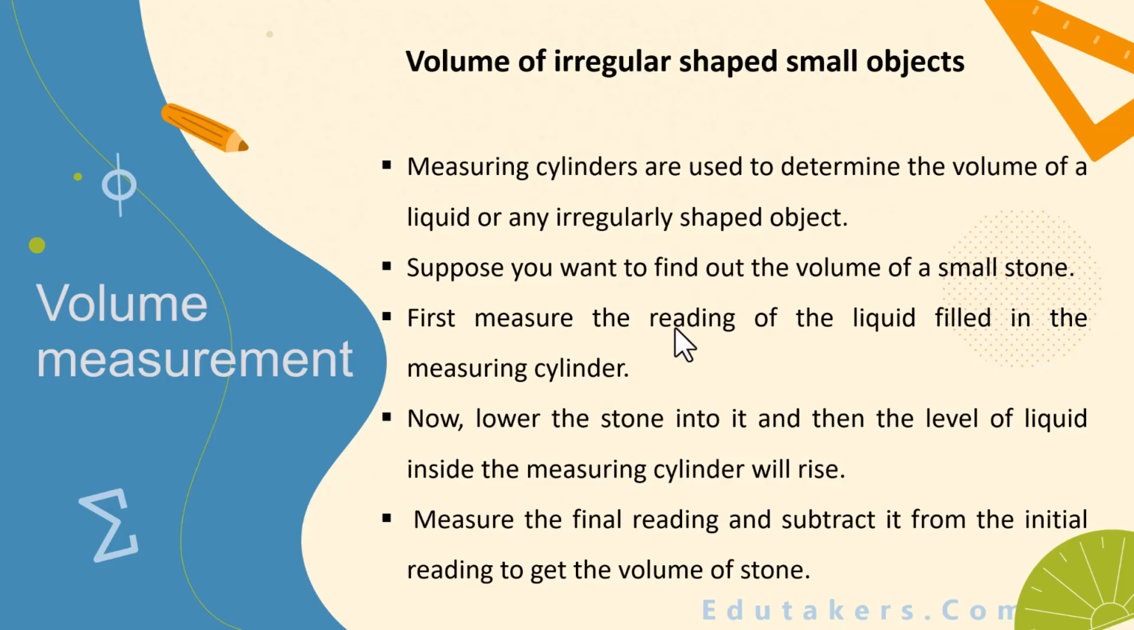You have to follow the following steps. First of all, a measuring cylinder is filled with water and you find out the reading of the liquid filled in the measuring cylinder. Then you need to lower the stone into it, and then the level of water inside the measuring cylinder will rise up. You need to find out that reading and then subtract the initial reading from it to get the final volume of the stone. So I can simply say that volume is equal to final reading minus initial reading.